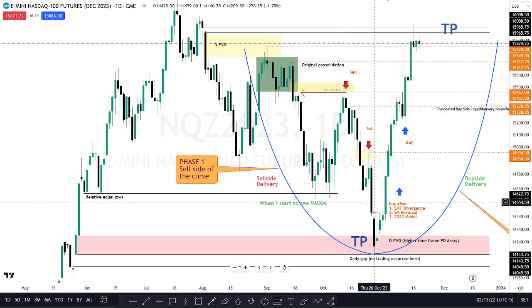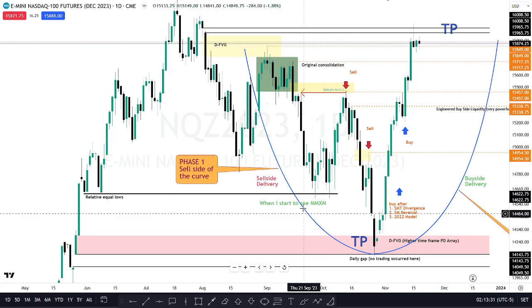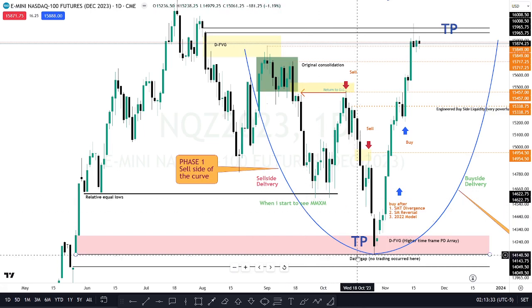So now it gets into this. I hope now you understand. There's a draw on liquidity. There's an excuse for me. They are both draw on liquidity. There's a draw on liquidity because of relative equal lows, but there's an excuse for me for the market to reverse.